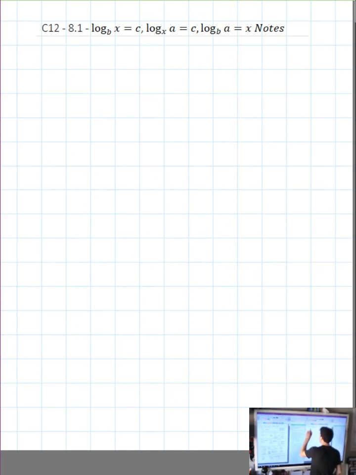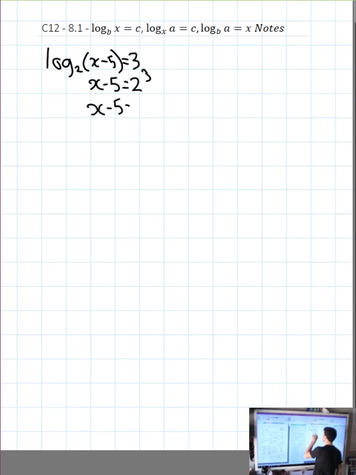Okay, let's take a look at another example. Log base 2 of x minus 5 equals 3. Well, I know that the thing I'm logging equals the base to the other side. And 2 cubed is 8. And if I add 5 to both sides, x equals 13. I could check my answer.